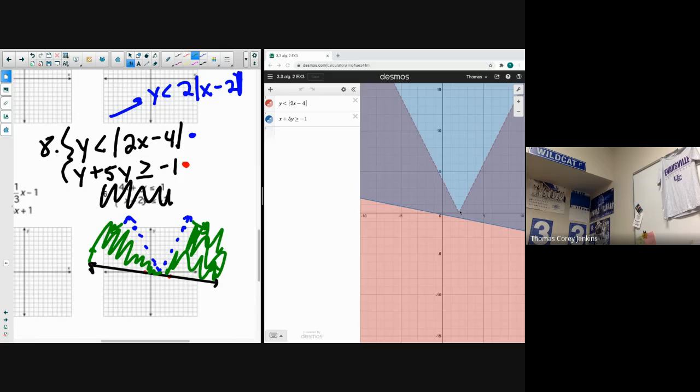All right, so I encourage you guys to play around on Desmos when you're working on this. It's just another tool in your toolbox.